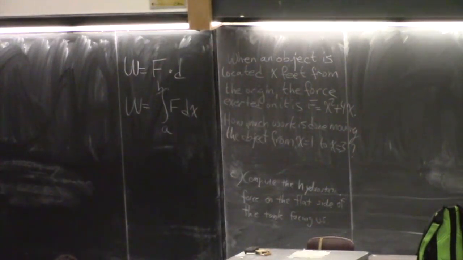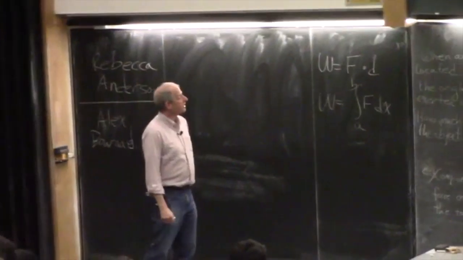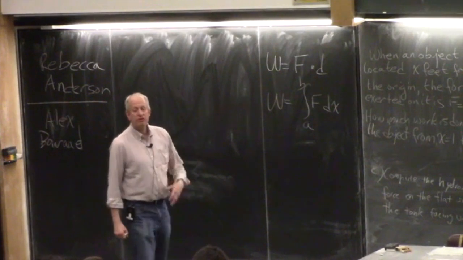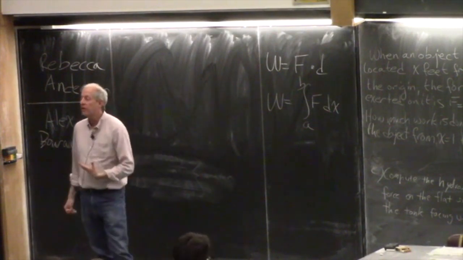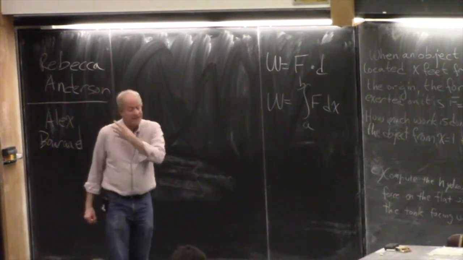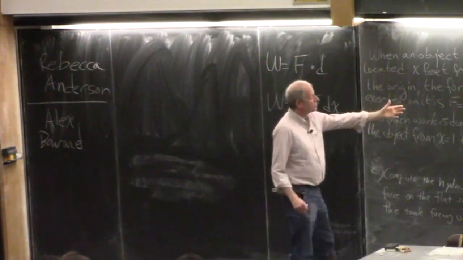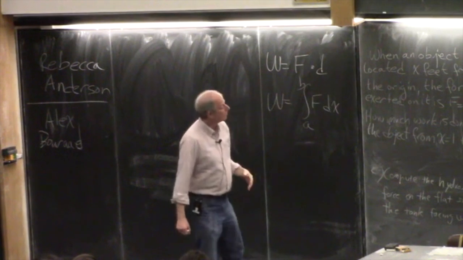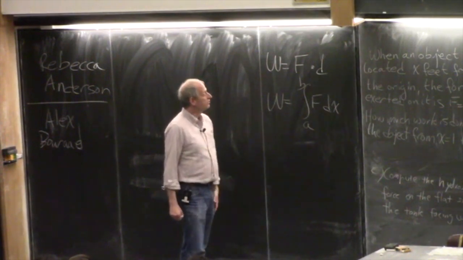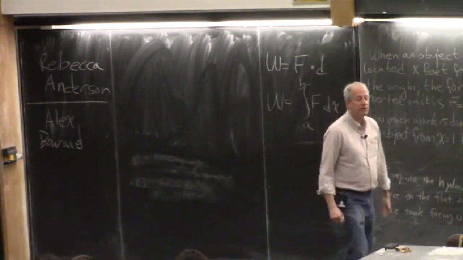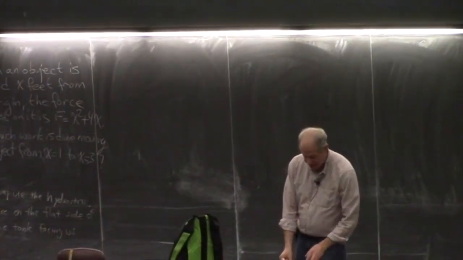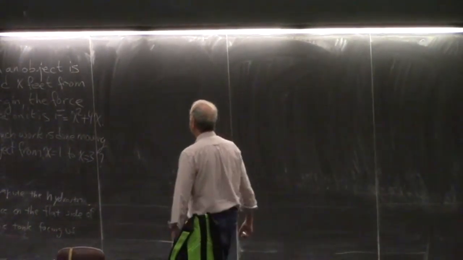An object is located x feet from the origin, and the force at that location is F equals x squared plus 4x. Notice the force is different depending on where you are. At the origin, x is 0, so there's no force. As you move away from the origin, the force gets bigger. How much work is done in moving the object from x equals 1 to x equals 3? It is just as simple as integrating that from 1 to 3.